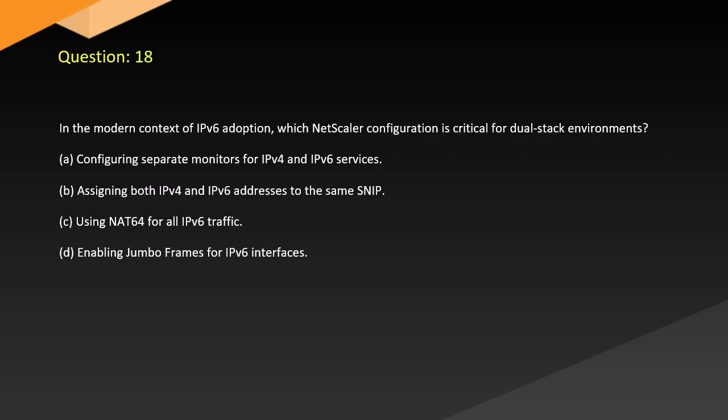Question 18. In a modern context of IPv6 adoption, which NetScaler configuration is critical for dual stack environments? A. Configuring separate monitors for IPv4 and IPv6 services. B. Assigning both IPv4 and IPv6 addresses to the same SNIP. C. Using NAT for all IPv6 traffic. D. Enabling jumbo frames for IPv6 interfaces.